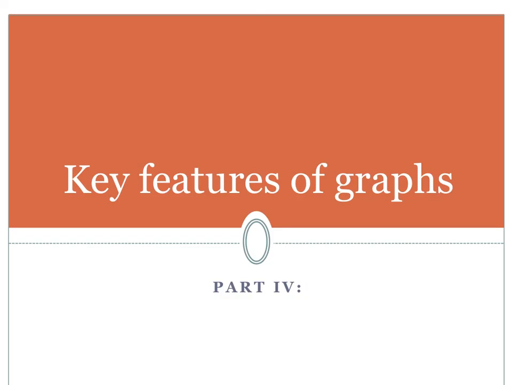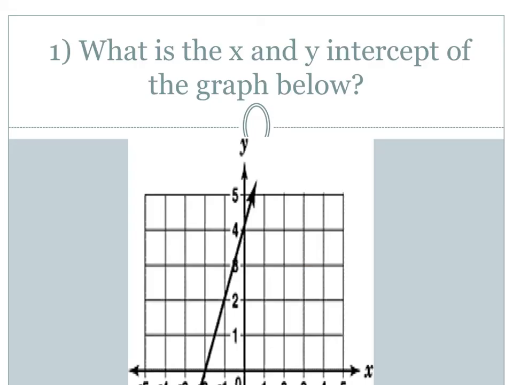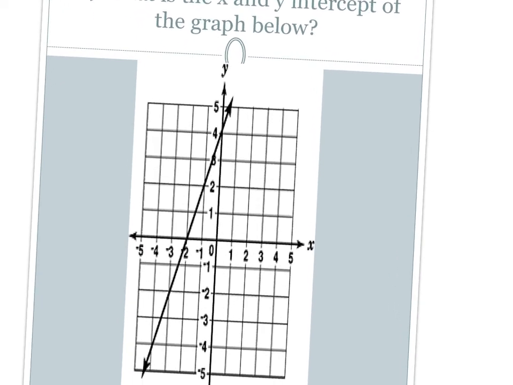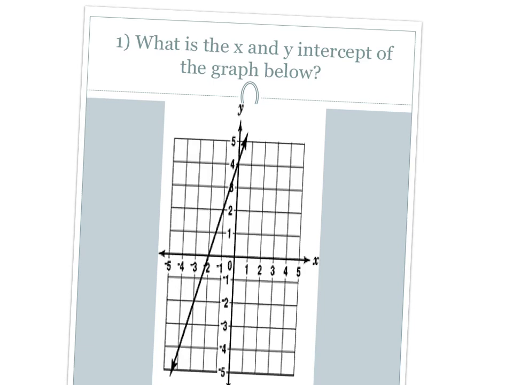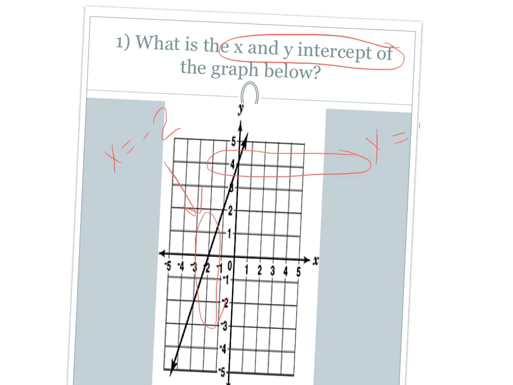All right, key features of graphs. Okay, so what I want you to do before you do anything else is to copy this picture to your paper. And what we want to find is the x and y intercepts. Press pause and then continue. Okay, so your x-intercept is where it hits the x-axis, so right here. So this is my x-intercept when x equals -2. My y-intercept is when y equals 4.